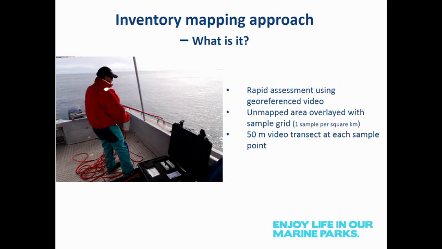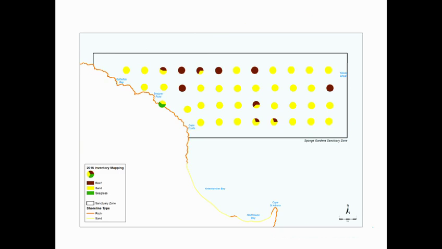So I'm going to talk from here on mainly about this rapid assessment method, and it's nothing new. We're using a georeferenced video. We're overlaying areas that are unmapped with a sample grid. In our case, we're trying to do it at 1 sample per square kilometre. At each area, we drop a video. We do a 50 metre drift transect, and we classify the habitats in the footage on those videos, and that can be put into the GIS environment and used for reporting.